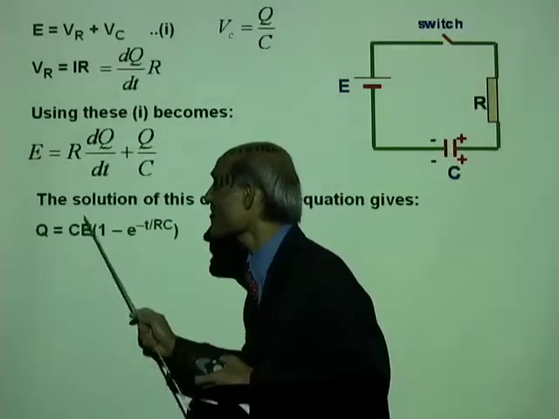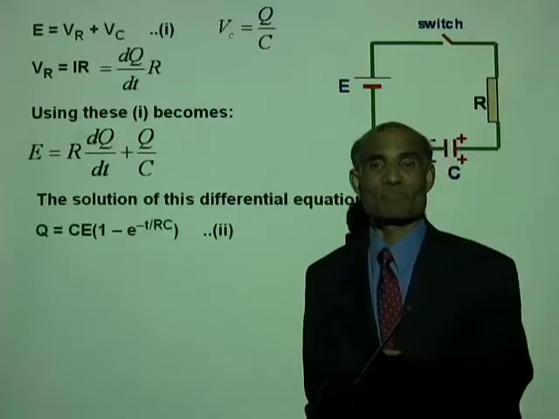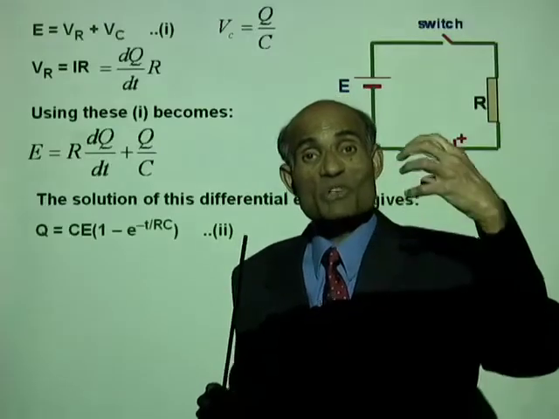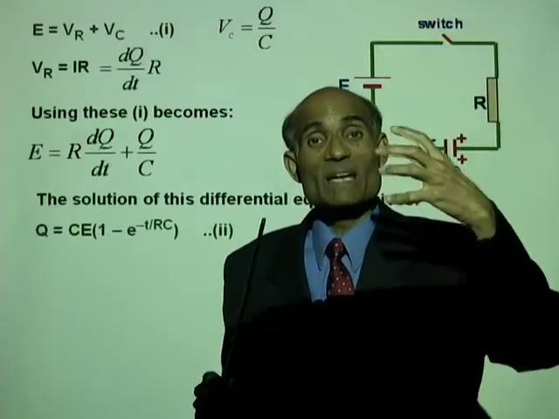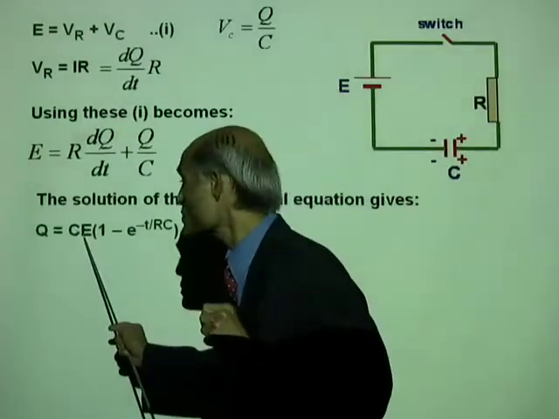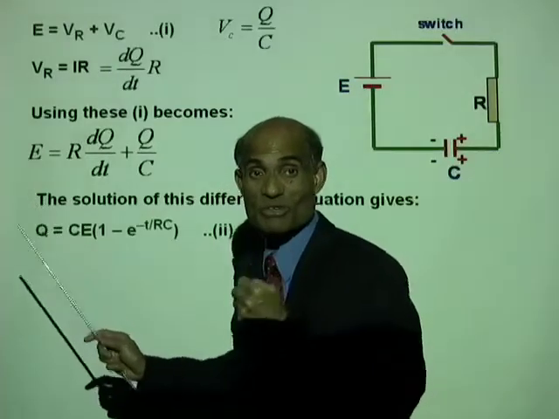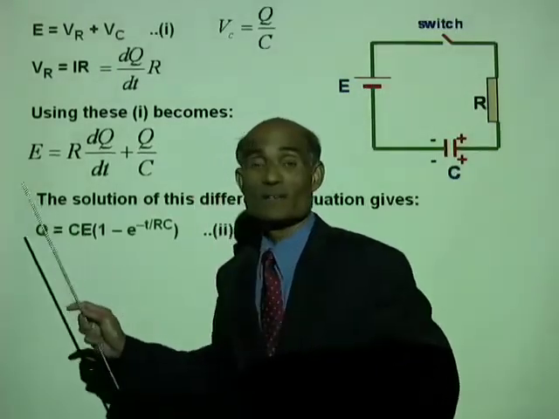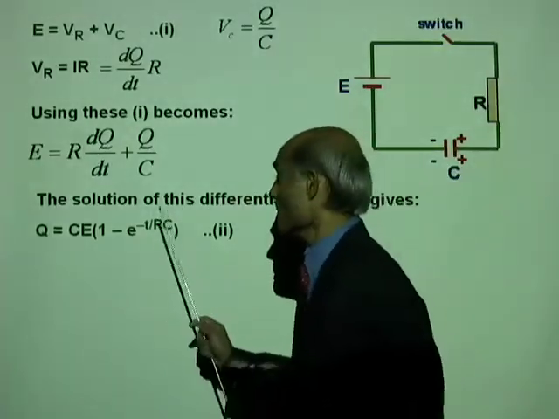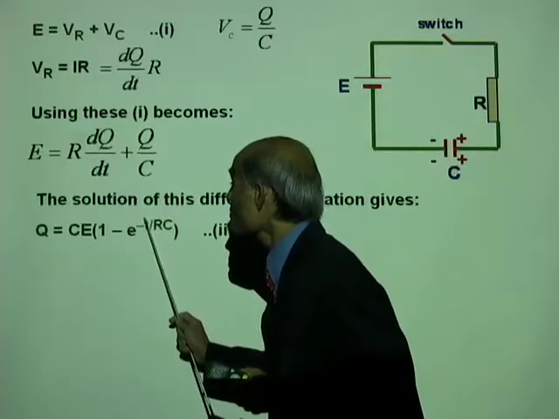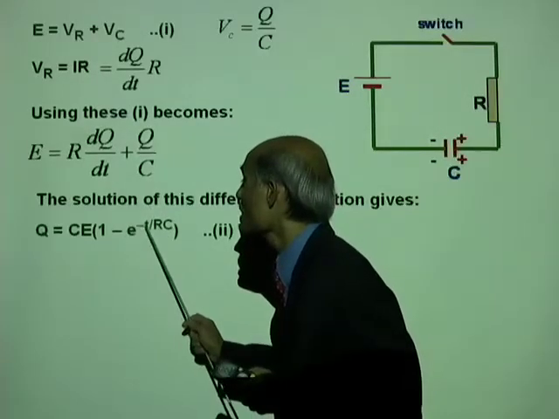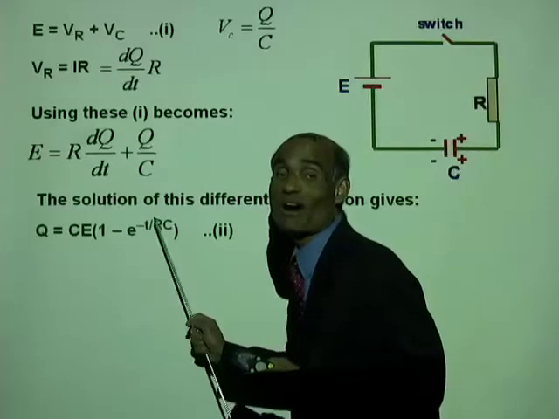Now what does C times E represent? If you charge a capacitor with a certain amount of charge Q, then we can say that Q equal to CV. Here E stands for the EMF, which is the potential difference. So C times E is the maximum amount of charge on the capacitor plate. That means when t is very large, can you tell me what will be the value of this quantity?